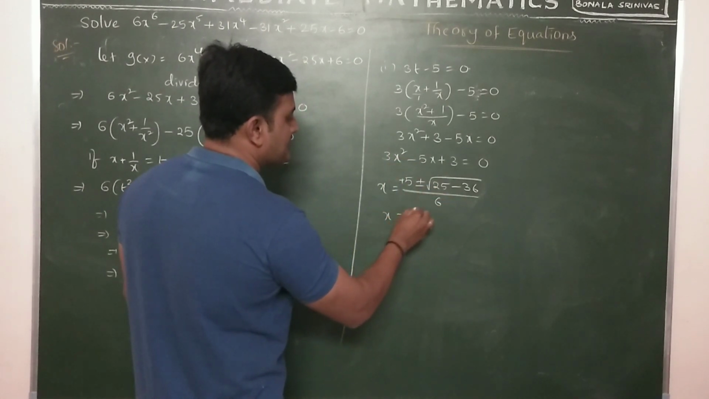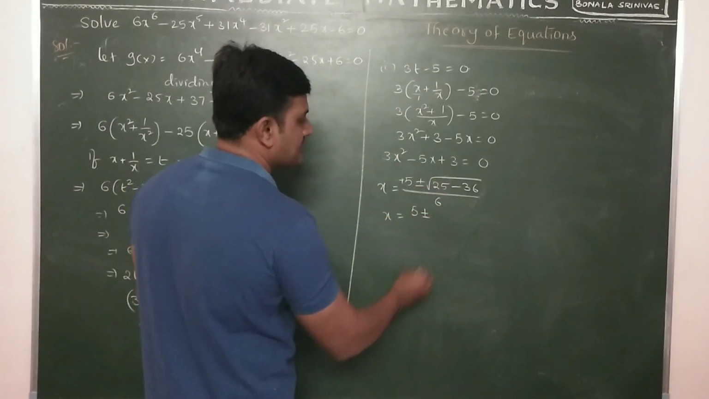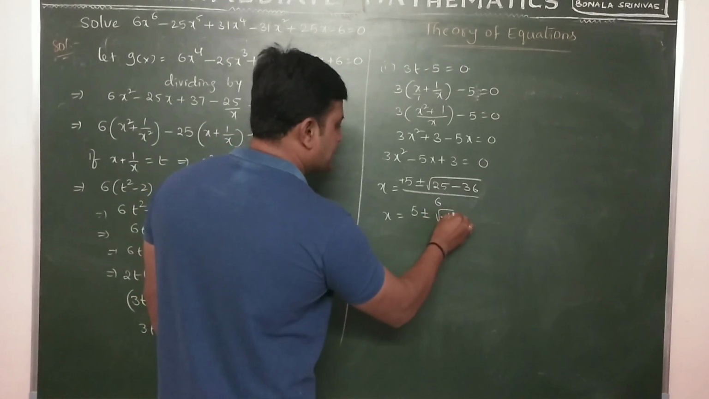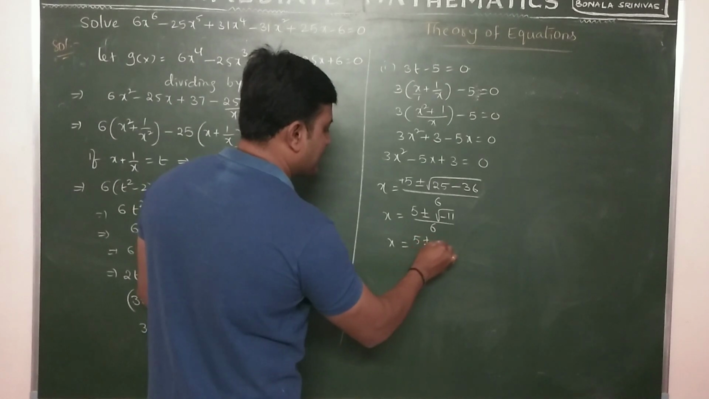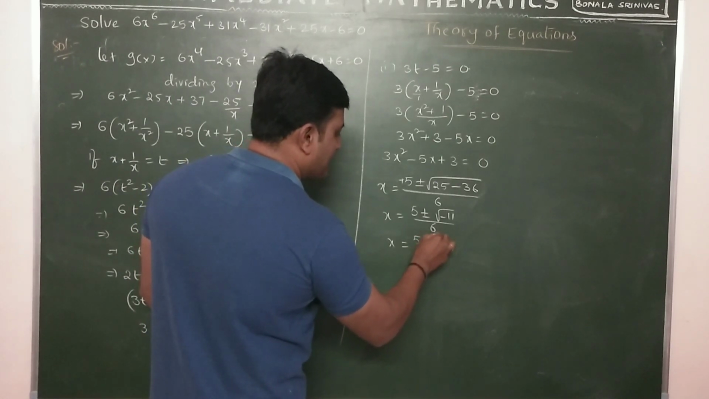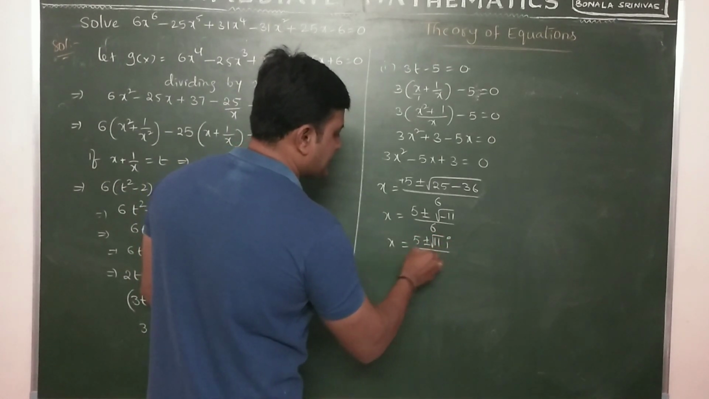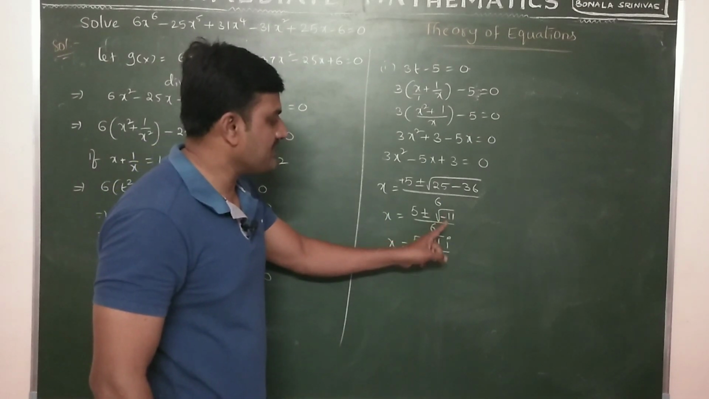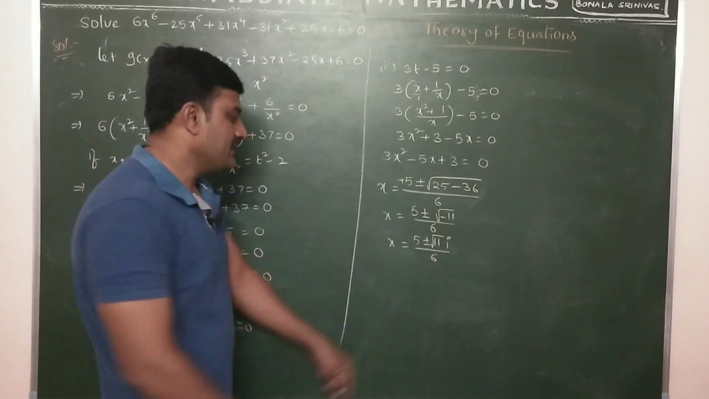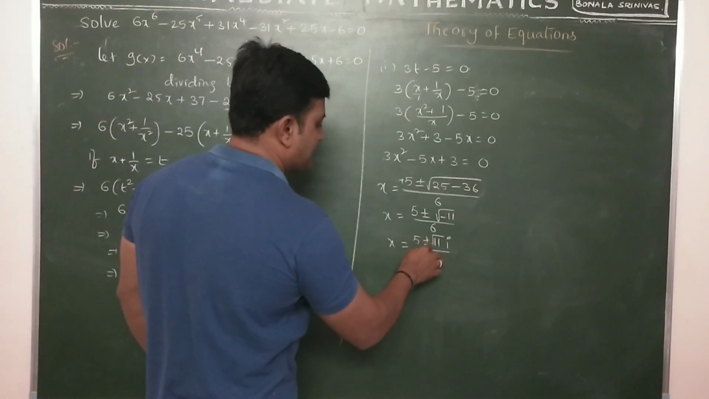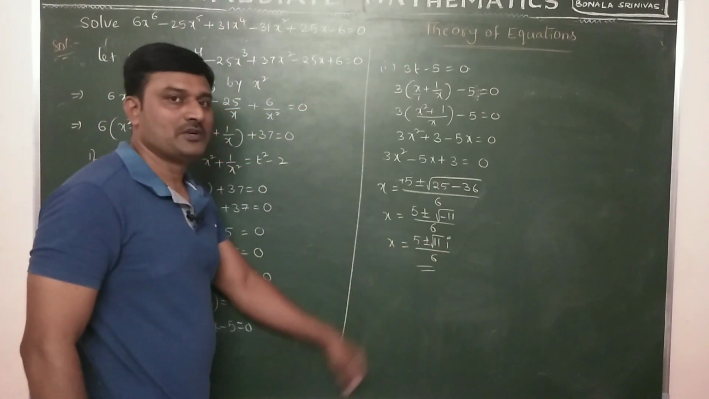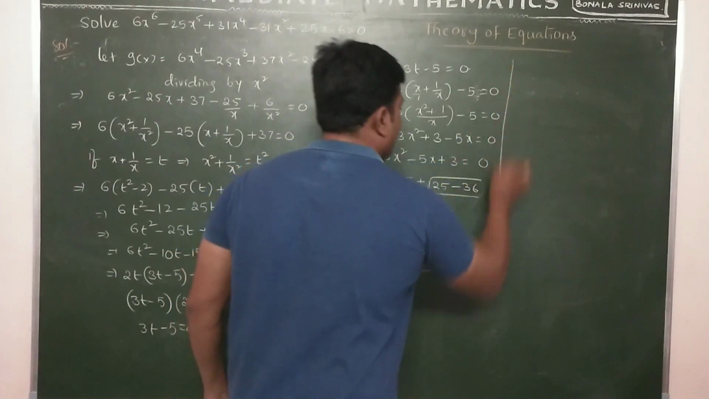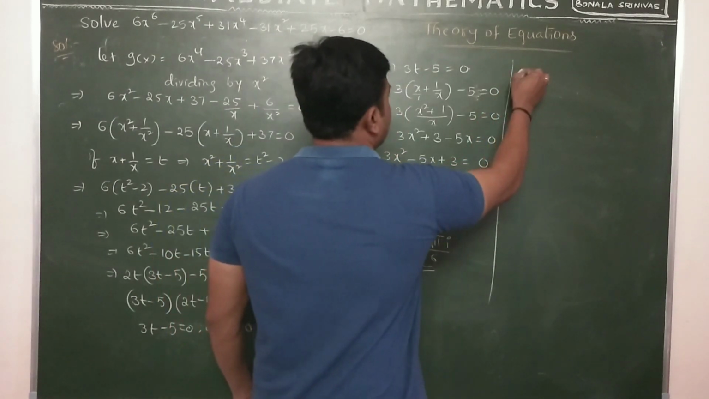x equals 5 plus or minus the root of minus 11, by 6. Then x equals 5 plus or minus under root 11 i by 6. Under root minus 1 is nothing but i. That's why x equals 5 plus or minus i under root 11 by 6. We get 2 roots, and more 2 roots. Second one.